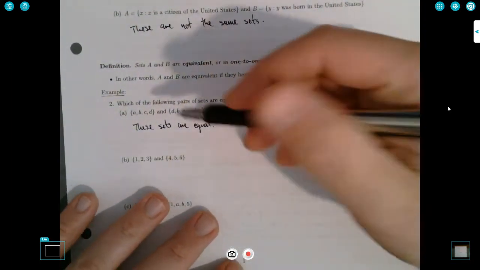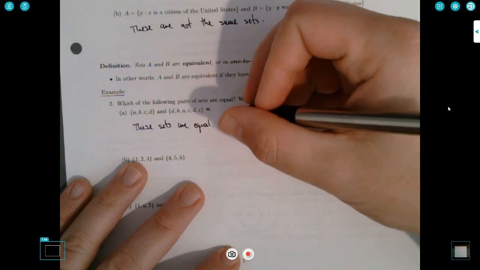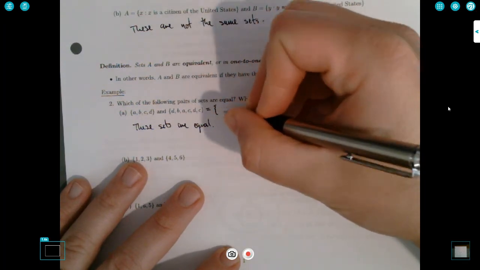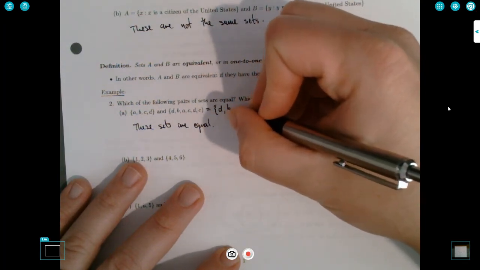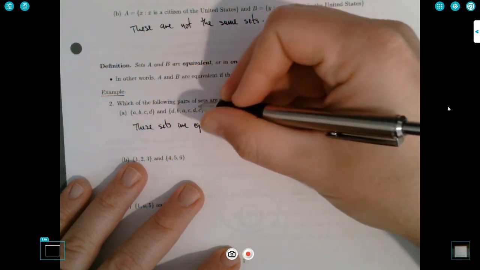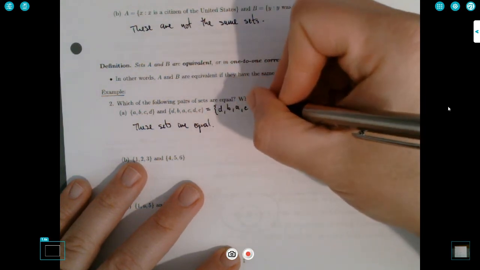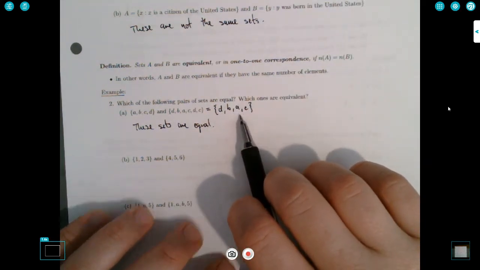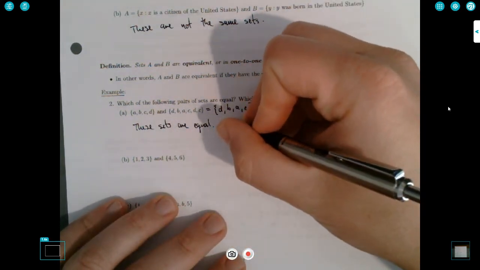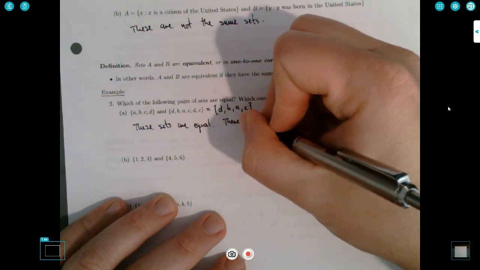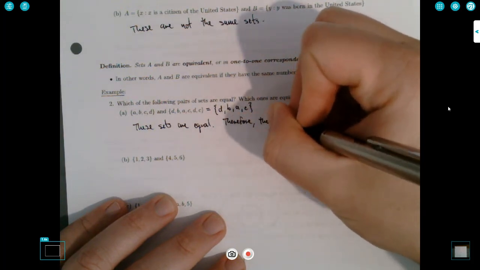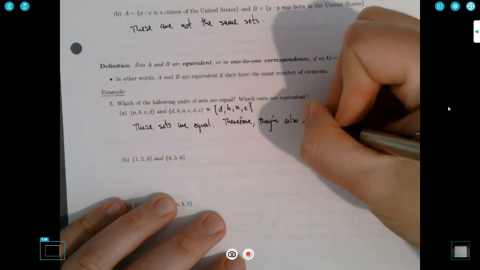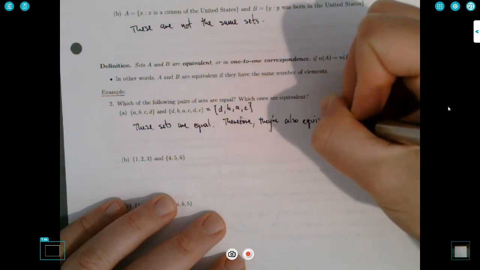And so if you rewrite this and get rid of the repeats, you would have D, B, A, C. D we already wrote, C we already wrote, right? And then you would see, oh yeah, it really does only have 4 unique elements. So the sets are equal, therefore they're also equivalent. If 2 sets are equal, then it's automatic that they're equivalent.